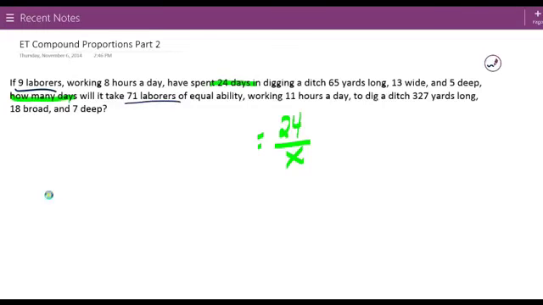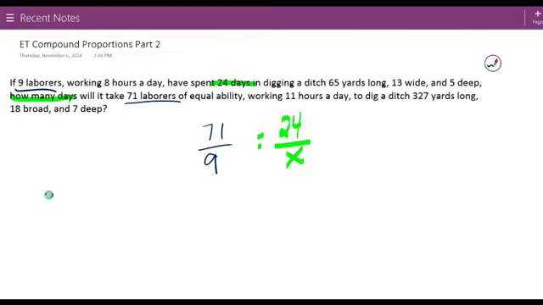All right, now if we think about this, in general, it's going to take 71 laborers less time to complete a task, so that's actually going to go on top. All right, so 71 over 9. We're going to leave this just in expression form. We're not going to be solving any actual numbers just yet. We're just going to be looking at where these numbers go.